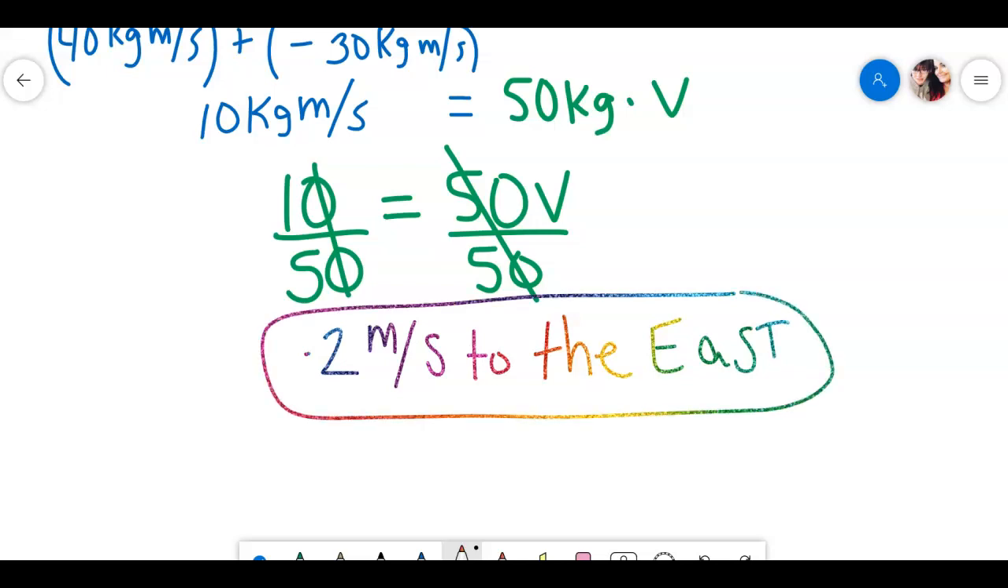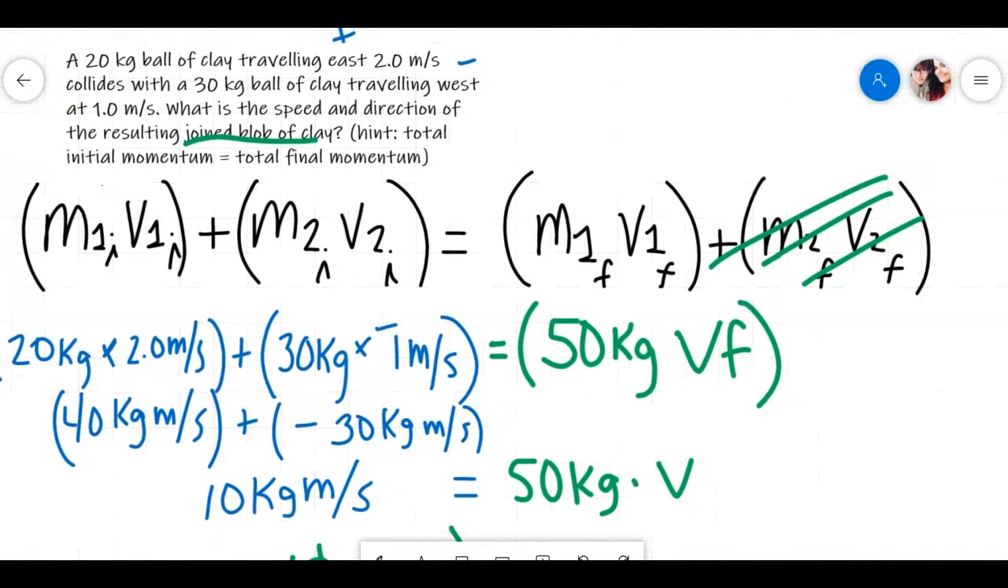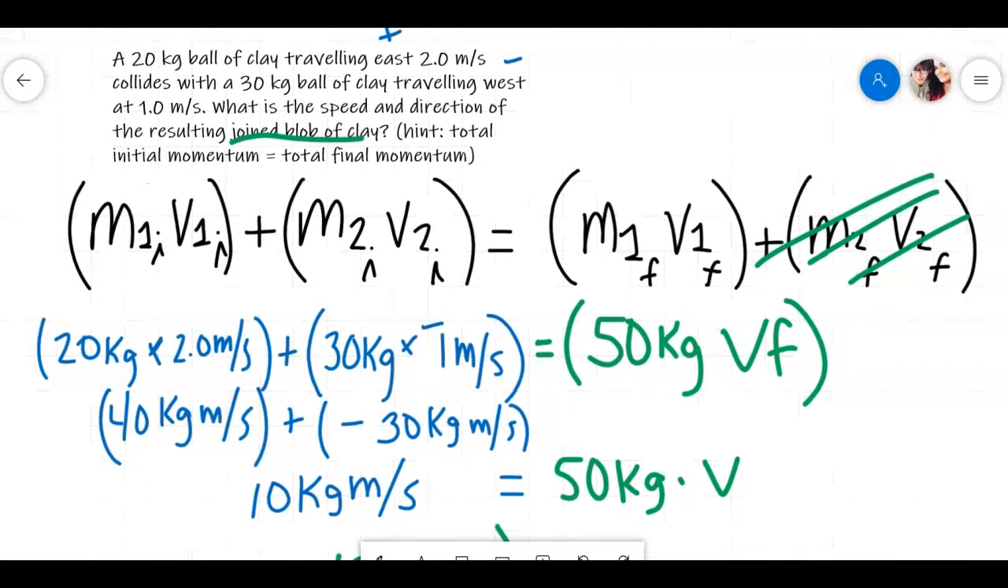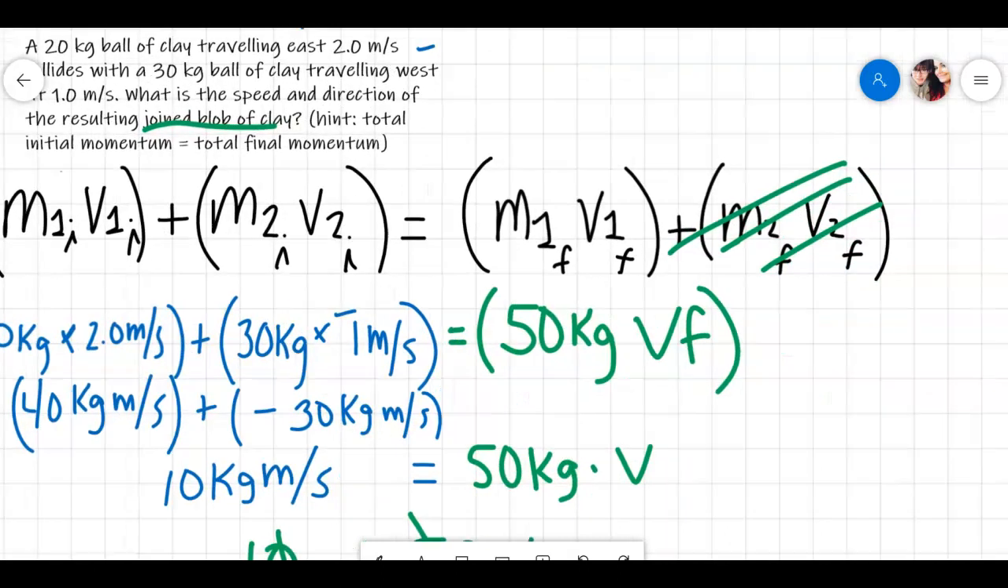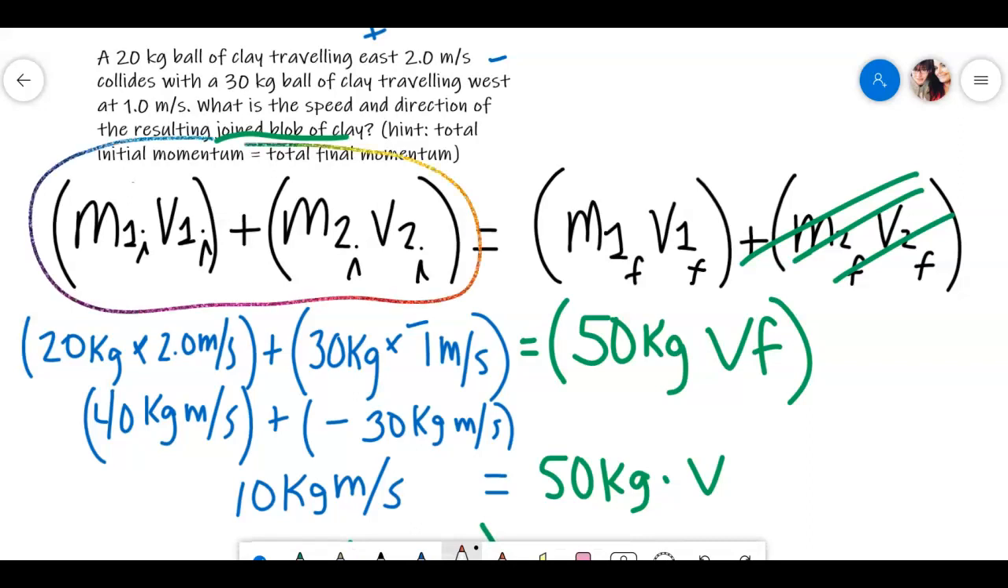Now, this is an inelastic collision. If you have an inelastic collision, you'll have, to start off with, an initial and final velocity of each object separately, and then after the collision, they'll be combined, so you'll only have one mass and one velocity. And the mass, remember, will be a sum of the two masses because you're joining them together.